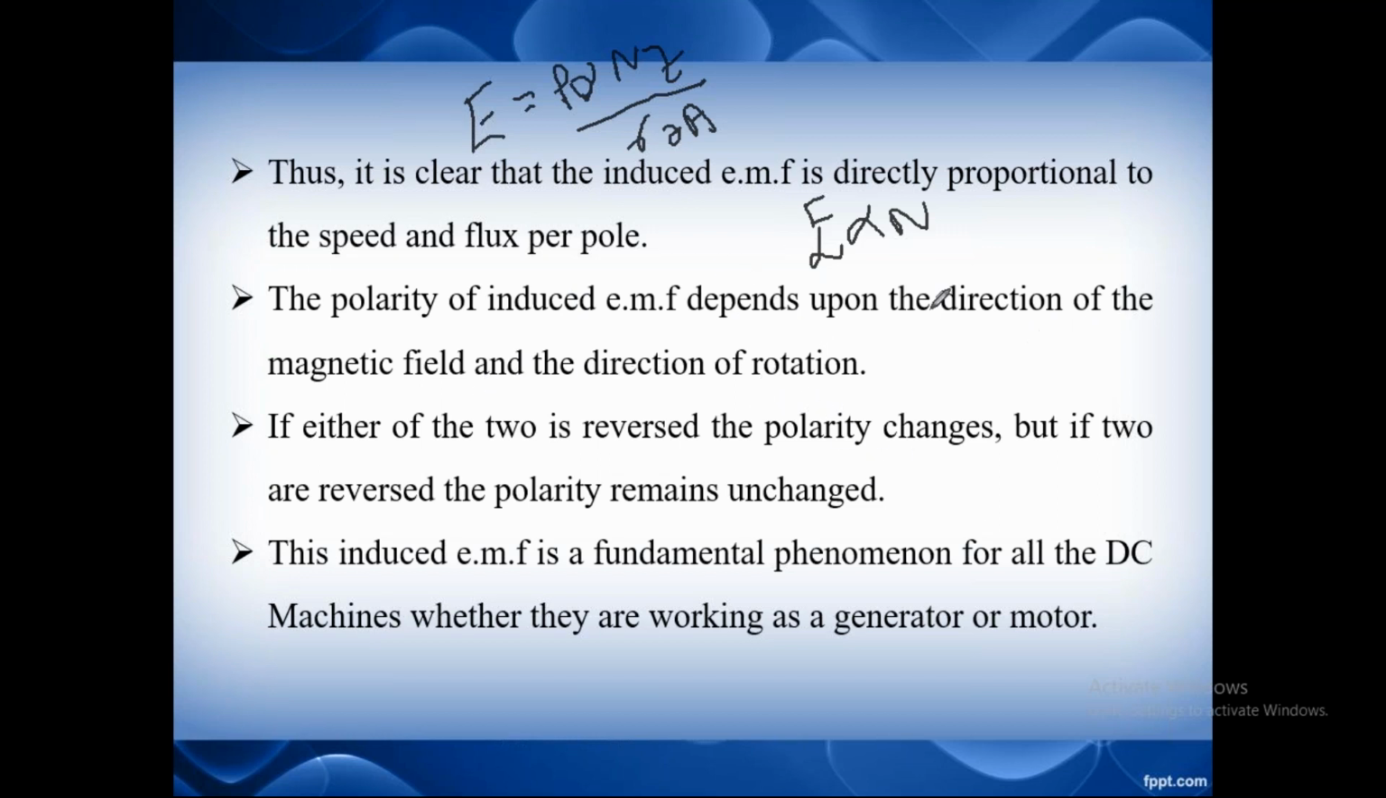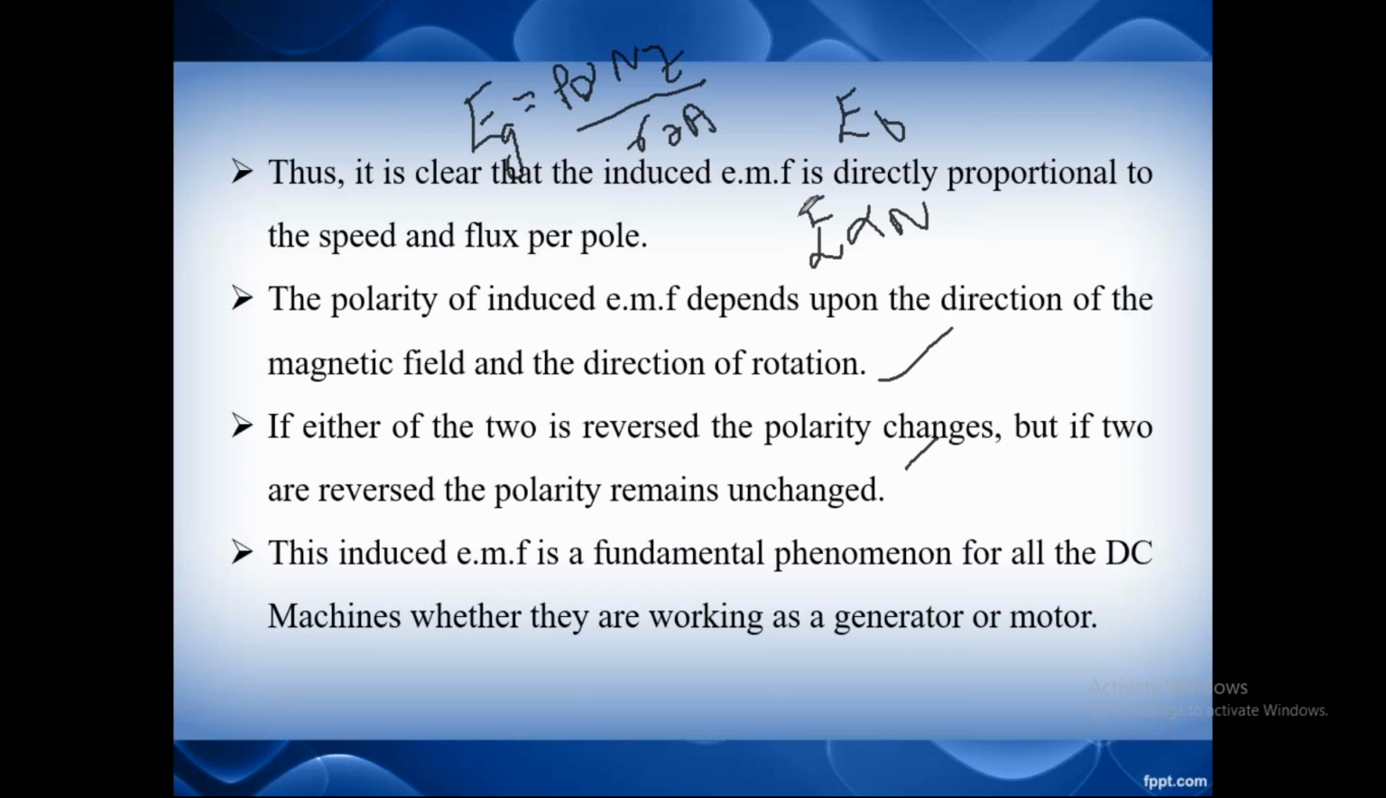Okay na, so you have already seen in the video that based on the direction, the current direction also changes. Okay na, so these two points are the direction of rotation. This induced EMF is a fundamental phenomenon for all DC machines, whether they are working as a generator or motor. If we are talking about a generator, we call it generated EMF, or if we are talking about a motor, we call it back EMF, but the formula is the same.